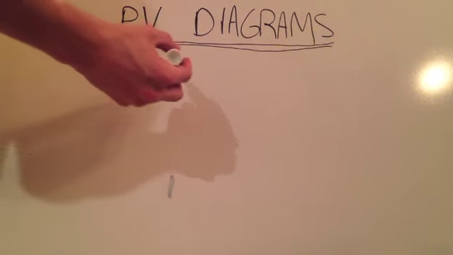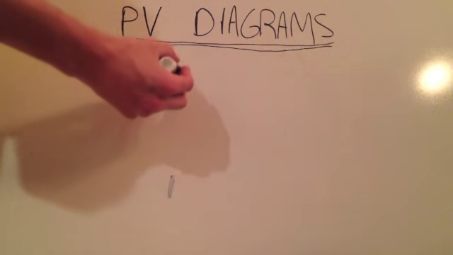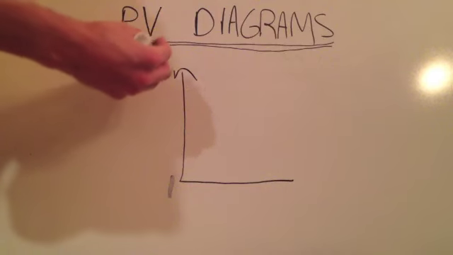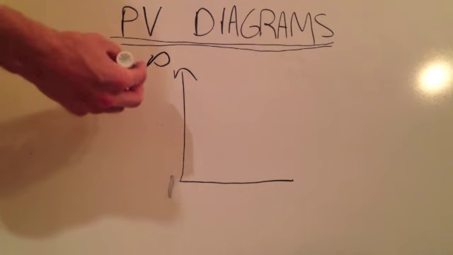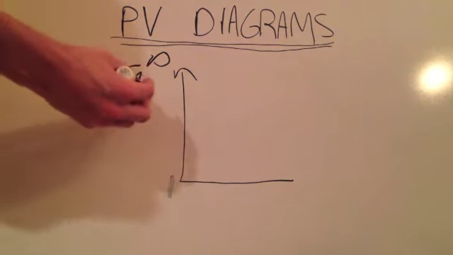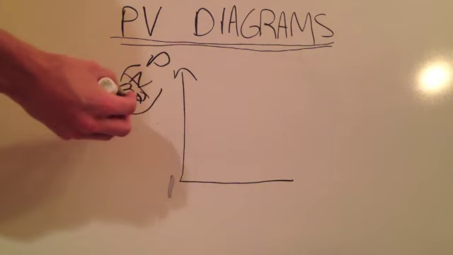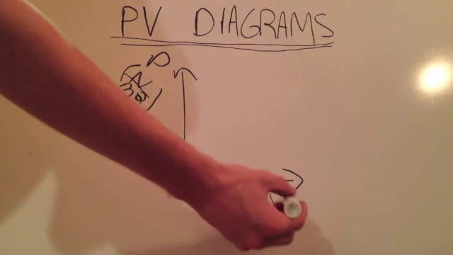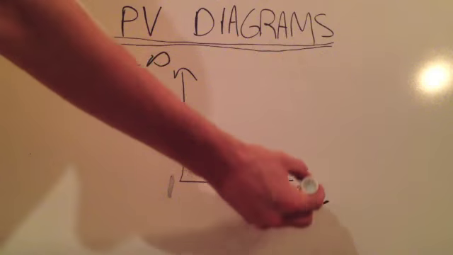The basic setup for a PV diagram is to have two axes. The y-axis is pressure, and we'll have that in pascals, which is a Newton per meter squared, and volume as your x-axis, and that can be in liters.